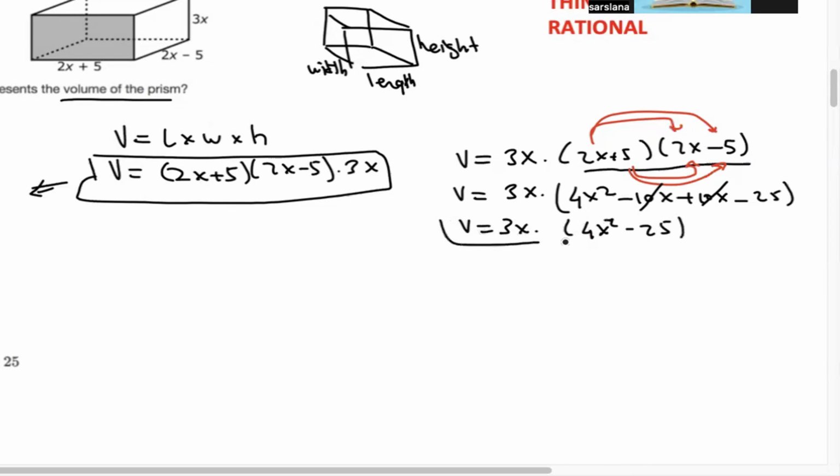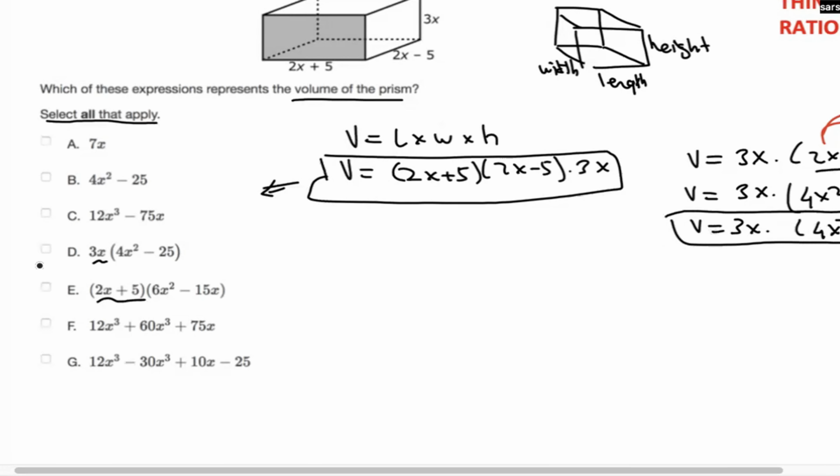So one of the answers on the left side exactly matches my answer, which is 3x times 4x squared minus 25, option D, as you see here. So option D must be correct. But is that all? Well, we need to continue.